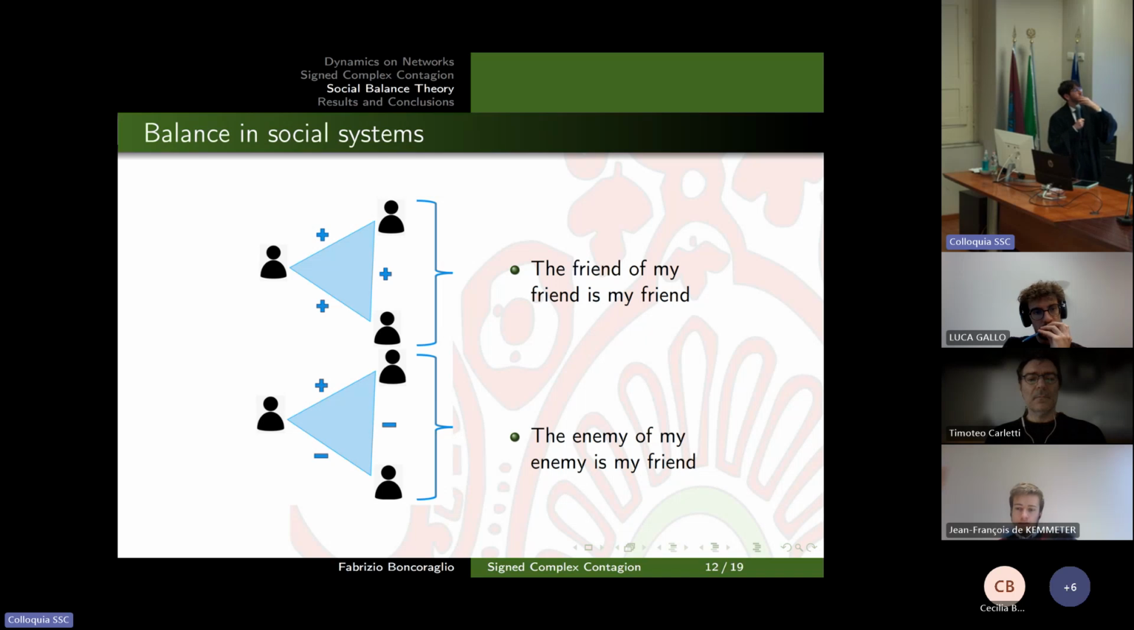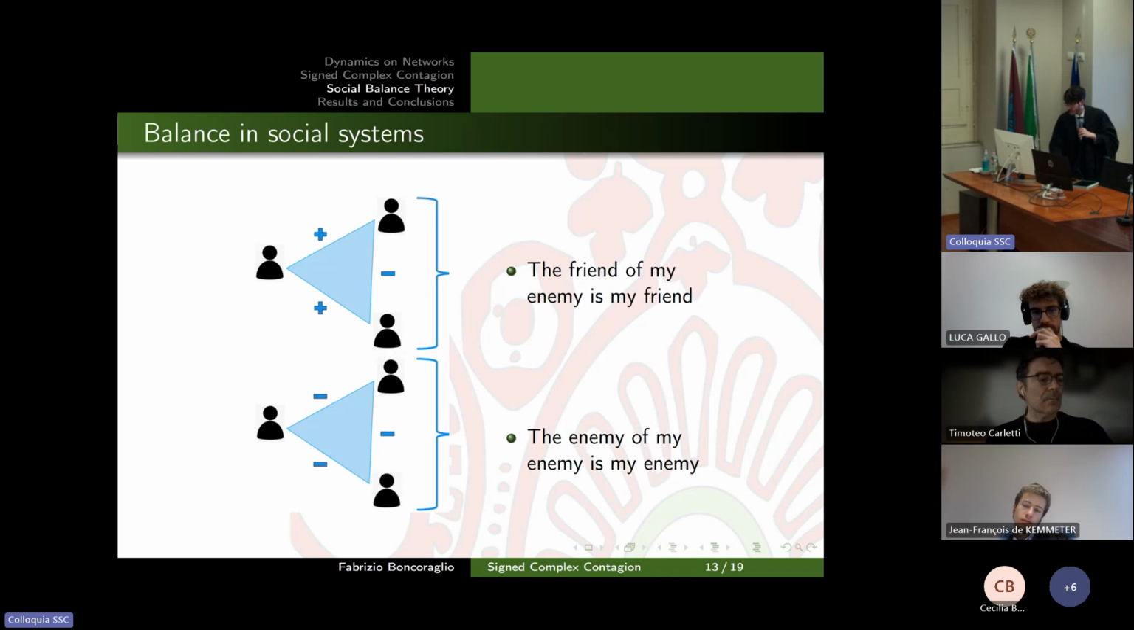Look at these 2 pictures. We have 3 individuals with 3 positive signs. So 3 individuals that all trust themselves. This means that the friend of my friend is my friend. Look at the second one. We have 1 positive sign and 2 negative signs. This means that if I'm the person at the right, the friend of my enemy is my enemy.